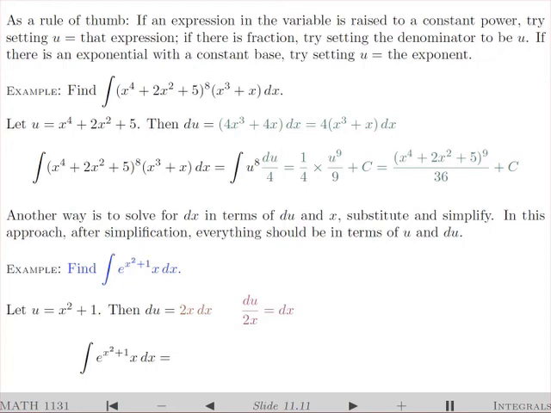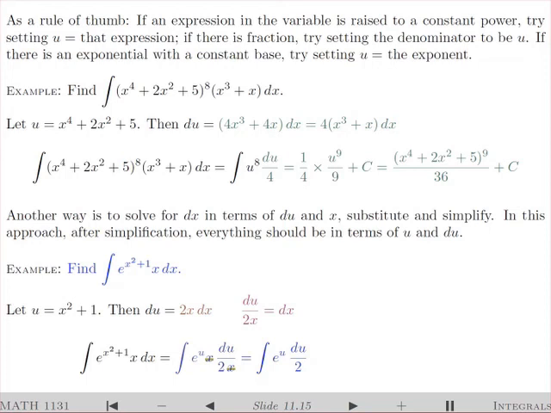Write as much as possible in terms of u. The exponent on e is x^2 + 1. That's u, so I write that as e^u. I have x, and then I have dx. And dx is du over 2x. Now I simplify this. So note that now all the x's are gone. I have only u's and du left.